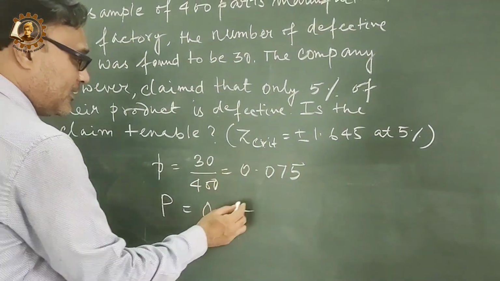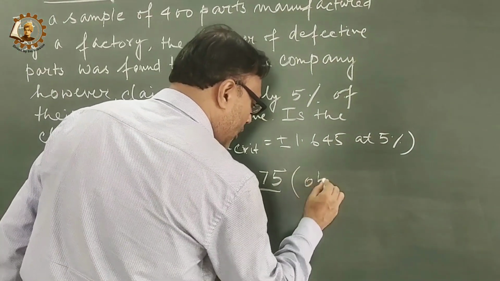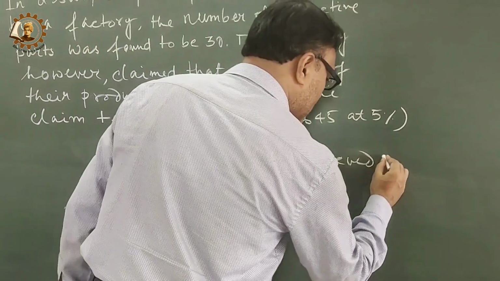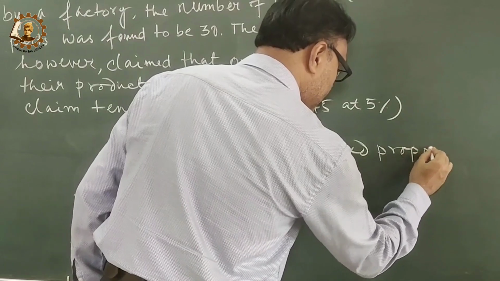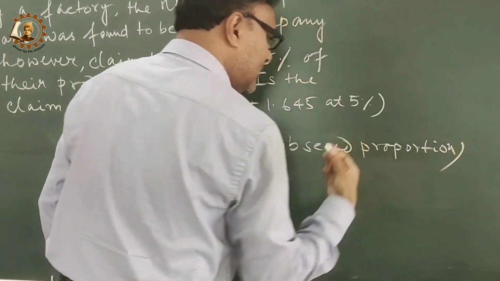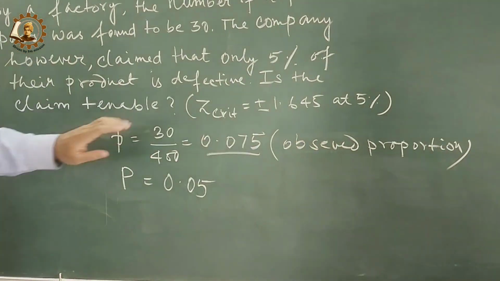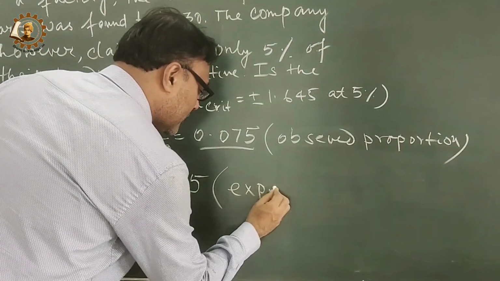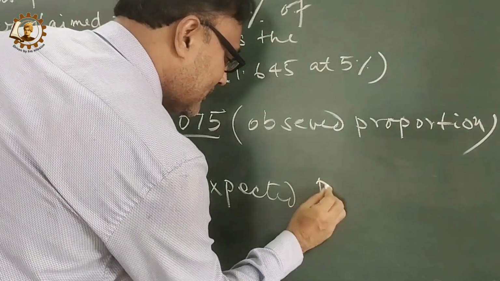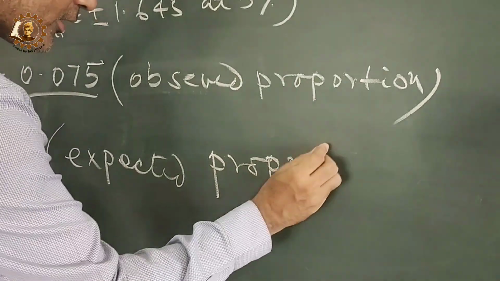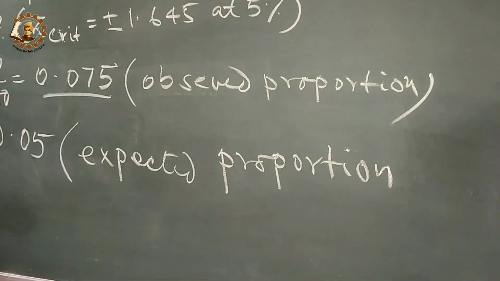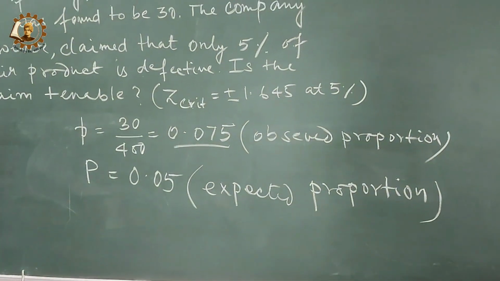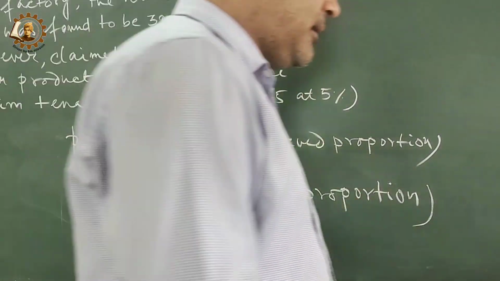Okay. So this is basically my observed proportion. We have taken the sample proportion from here, and this is my expected proportion. Okay, so I have found out the observed proportion, I have found out the expected proportion. Next, we are going to find out the standard error.